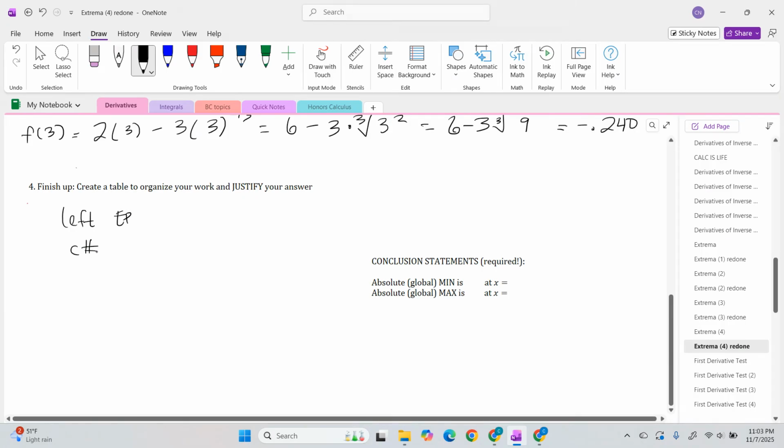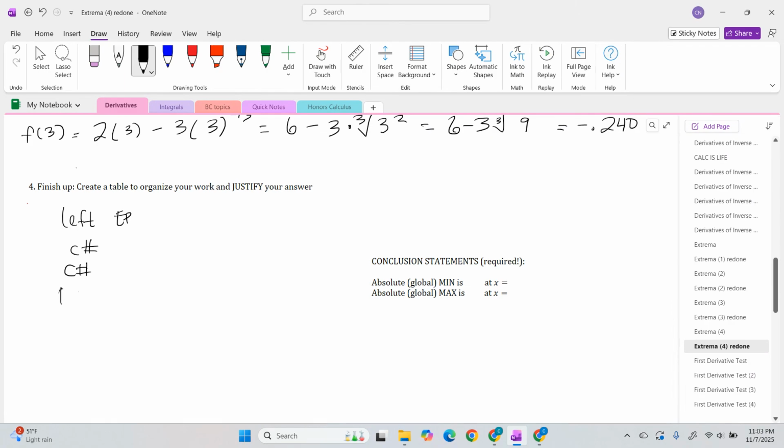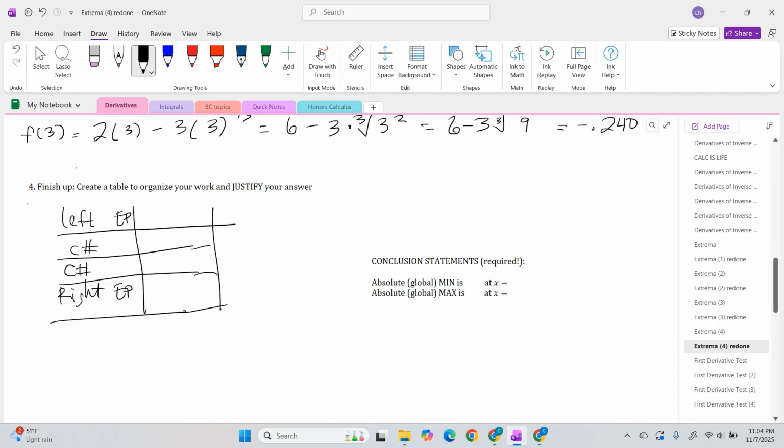So let's do left endpoint. And I had 2 critical numbers, right? 0 and 1. Okay, yeah. So this is another way that you can do your table if you want to save yourself a column. And why not save a column here? Okay, my left endpoint was negative 1. I know that at negative 1, my output was negative 5. My first critical number I hit was 0. That output was 0. My next critical number was 1. The output was negative 1. And then I have an endpoint at 3. And I rounded that. It's like negative 0.240.